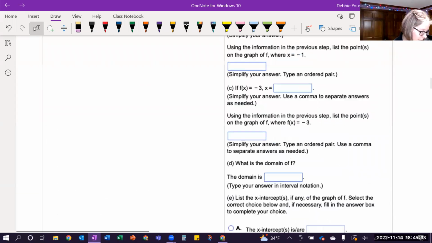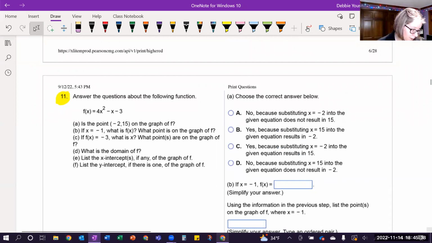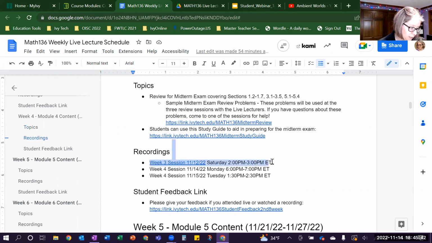So let me get to number 11 here. Yes. So on the Saturday recording that's right here, this is in the live schedule that's linked in all of your classes, and you were probably sent an email. In that recording, he did problem 20 and 19 is very similar to it. So we kind of talked about both of them at the same time.